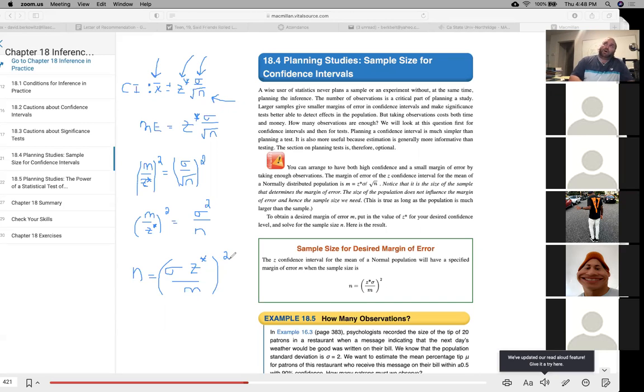So if you say, I want my margin of error to be 0.1, and then you say, okay, what should my sample size be to ensure that I get a margin of error that's no bigger than 0.1? This is the formula.